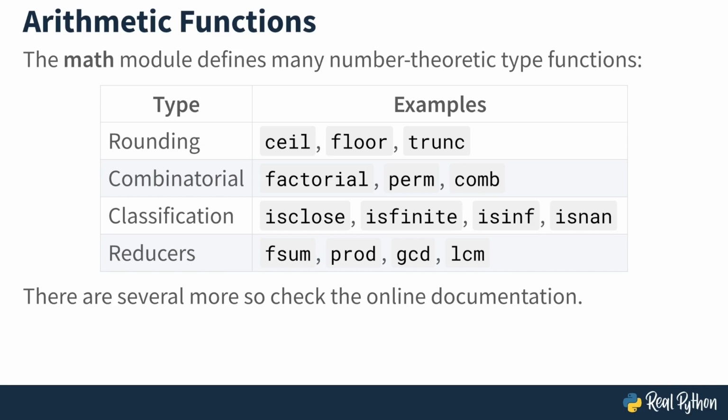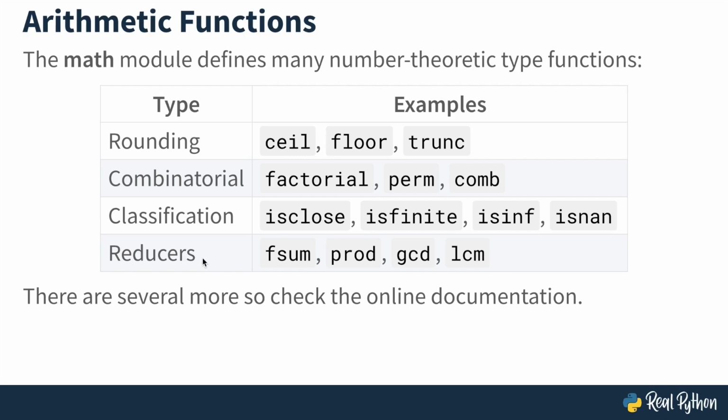The math module defines many number theoretic type functions and a few classification type functions. So there are a few functions that have to do with rounding, and these are ceil, floor, and truncation or trunc. And then there are a few for combinatorial computations. These are factorial, perm, and comb. And then there are some classification type functions. So these all return a Boolean.